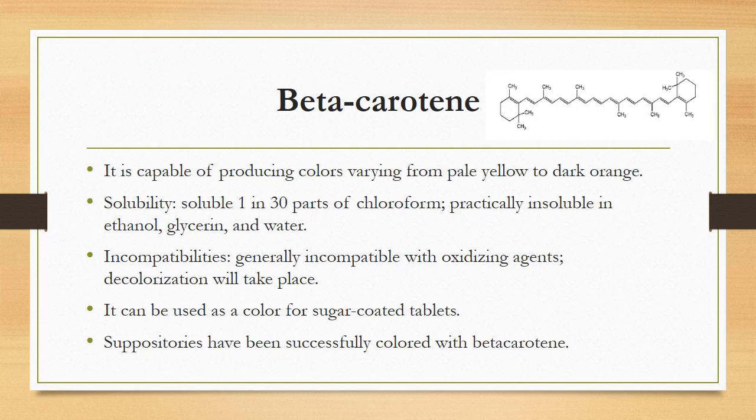Our first example of a coloring agent is beta-carotene. As you can see, the conjugated system of its structure can produce colors varying from pale yellow to dark orange. It is generally soluble in chloroform, which is an organic solvent, and insoluble in water, ethanol, and glycerine. It is incompatible with oxidizing agents, as decolorization will take place. It can be used as a color for sugar-coated tablets and suppositories.